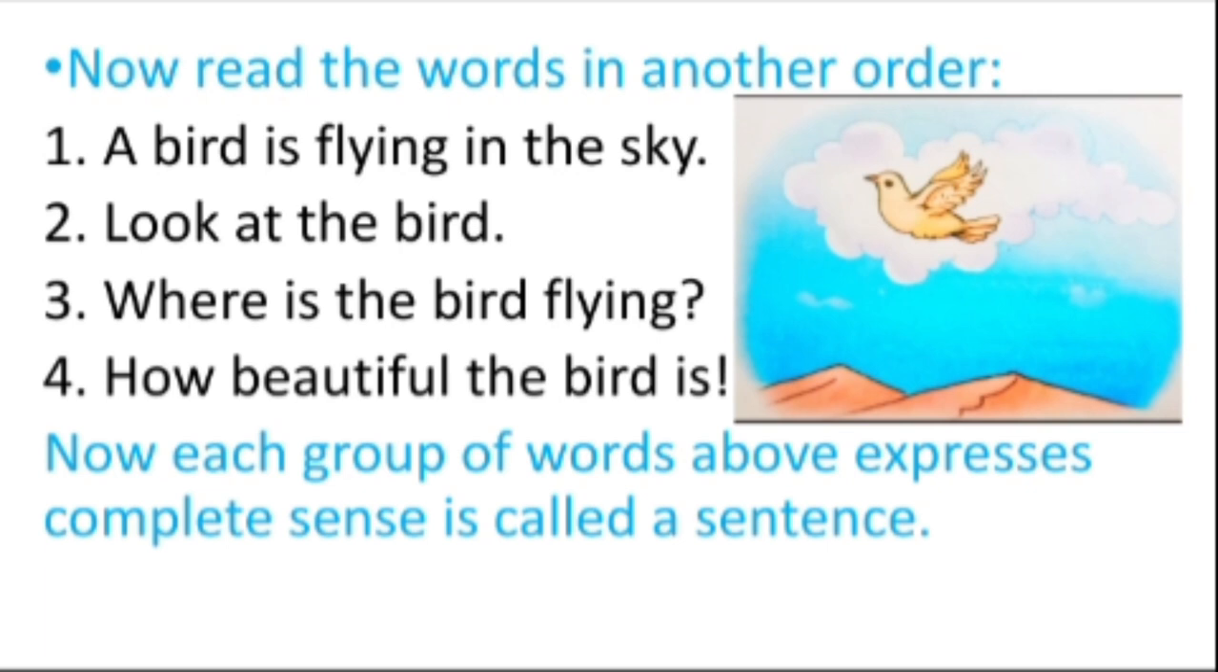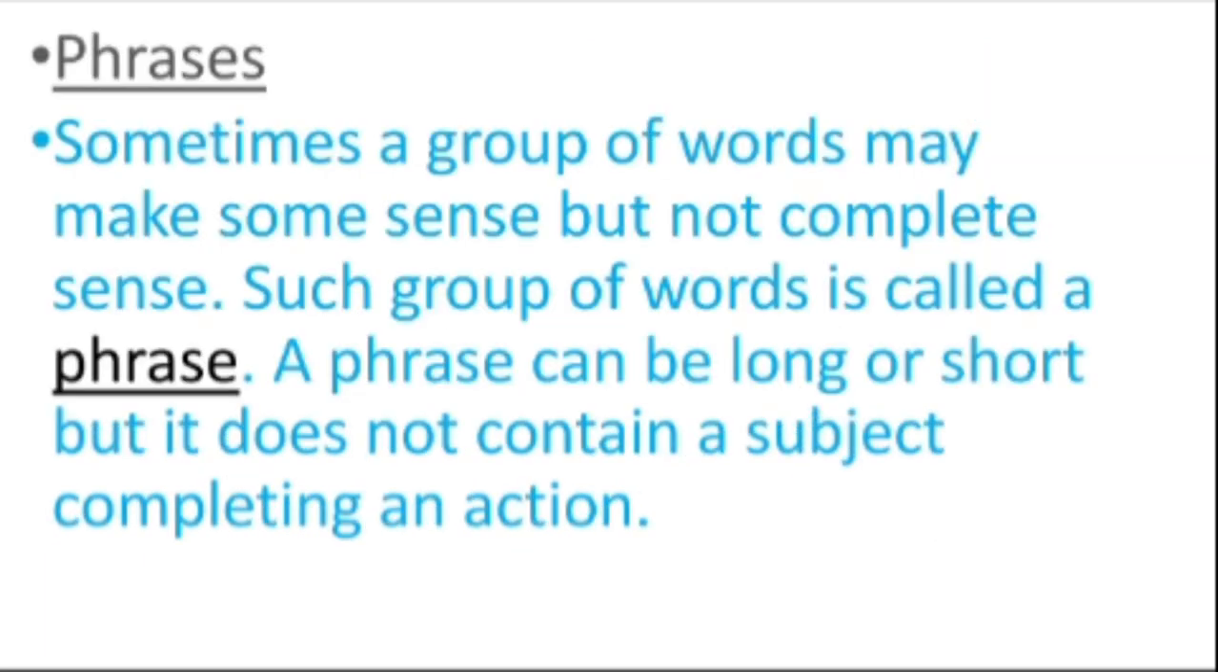Now read the words in another order. First, a bird is flying in the sky. Second, look at the bird. Third, where is the bird flying? Fourth, how beautiful the bird is. Now, each group of words above expresses complete sense and is called a sentence. So students, I hope that now you are clear with what is a sentence. Now let's move further. Next we are going to learn about phrases.